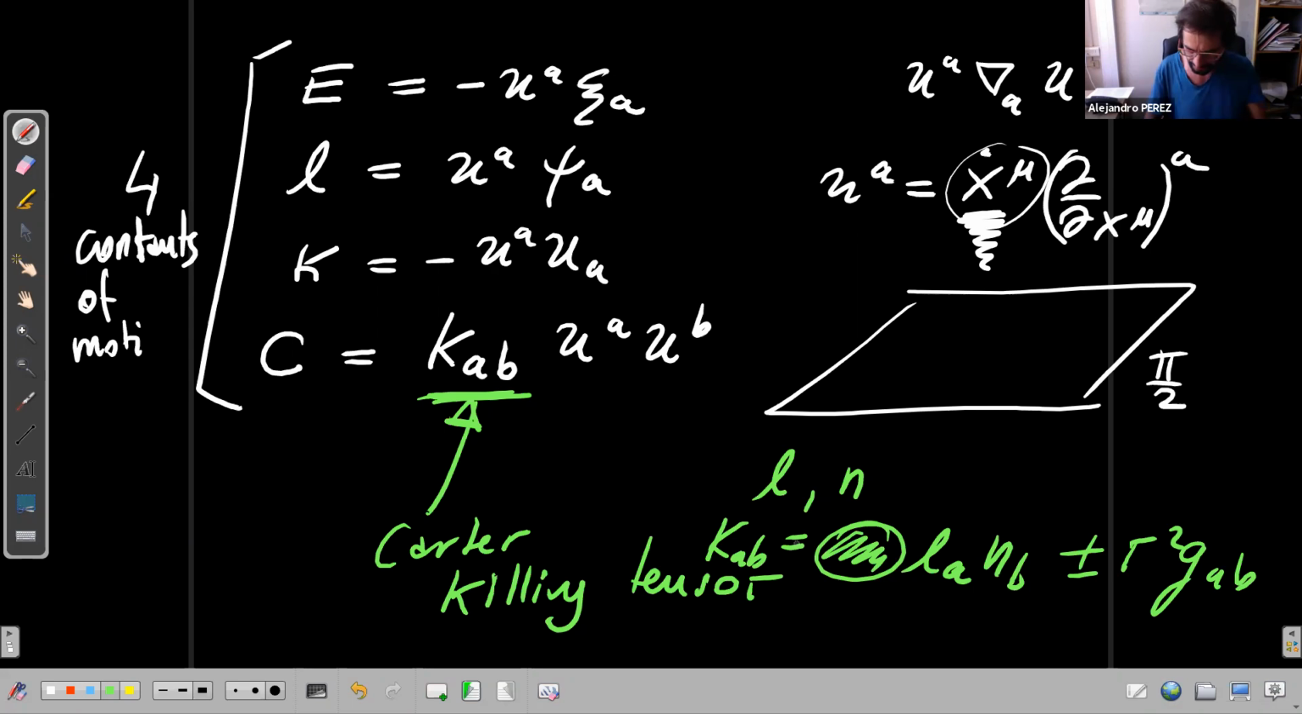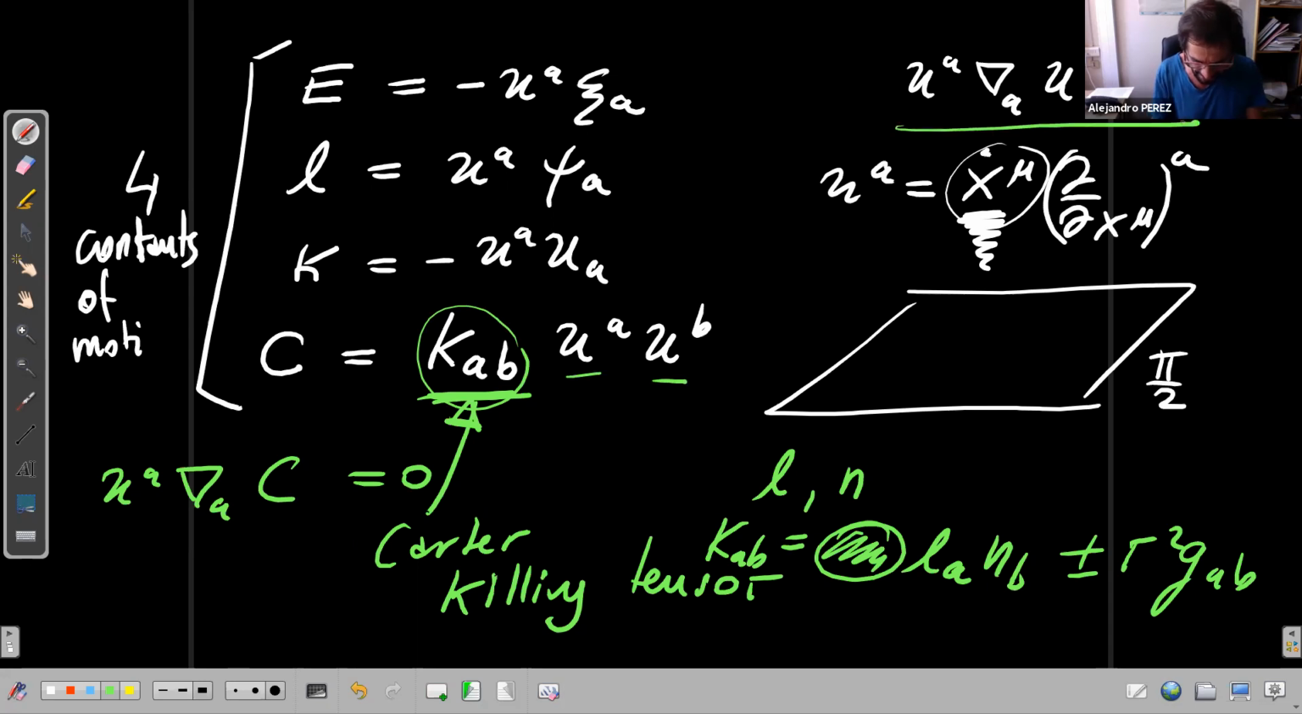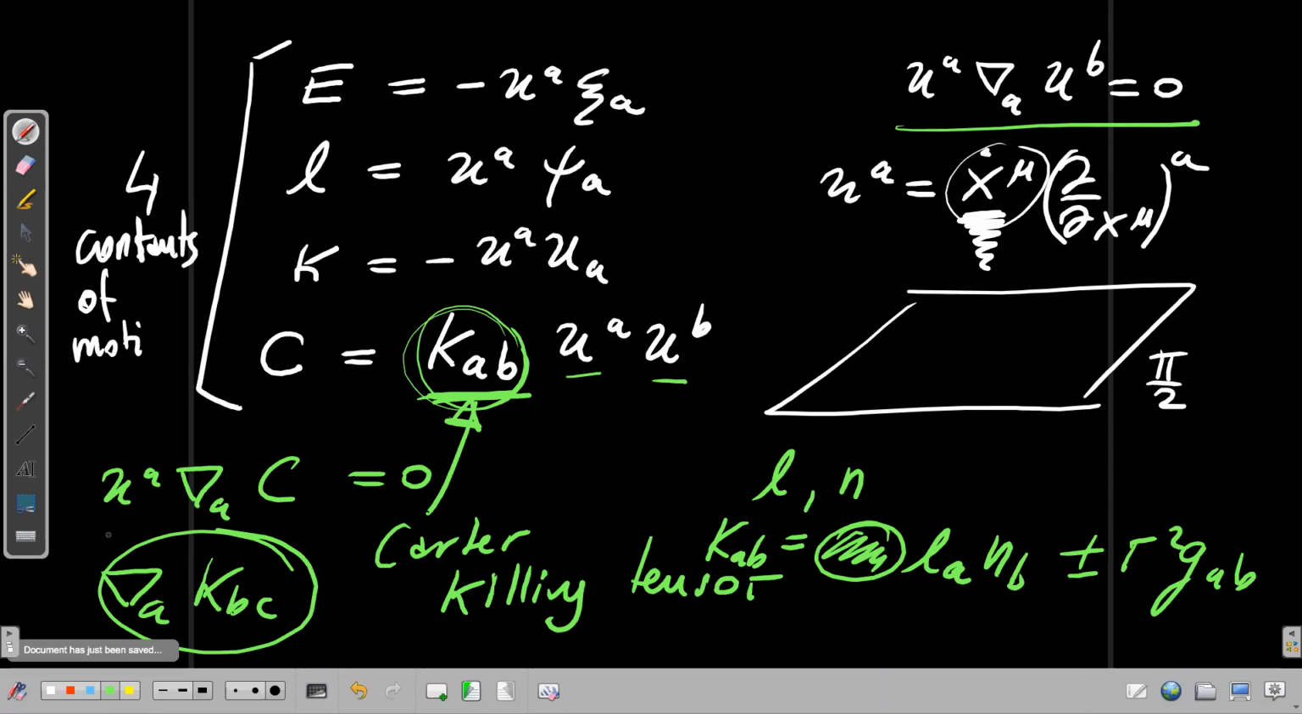Anyhow, this is in any textbook, and the algebraic properties of K are such that when you compute U^A grad_A of K_BC U^B U^C, you just get 0 algebraically. When this acts on the U's, you get 0 because this is geodesic, and the last term is going to be 0 because of the symmetries of this K_AB and some property of the gradient, because basically this gradient of K_BC is completely antisymmetric or something like that. I wouldn't dare. I mean, it's in any textbook.